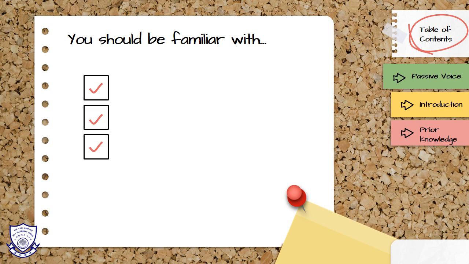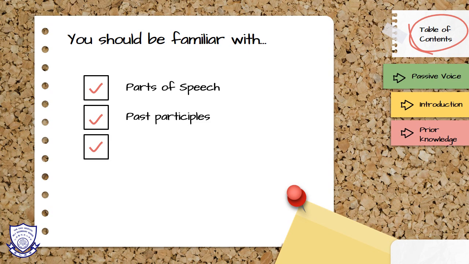Before we formally learn about the passive voice, there are a number of things in the English language you should be familiar with. The first one is parts of speech. So you should know nouns, verbs, pronouns, adjectives, adverbs, prepositions, and it would be even better if you are also familiar with the roles that different words play in a sentence. Most importantly, subject and object.